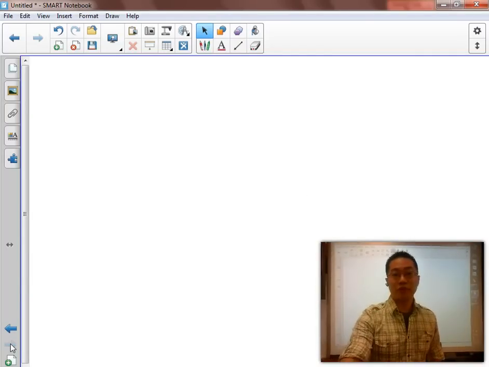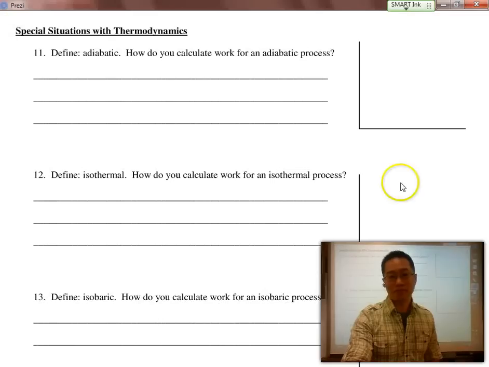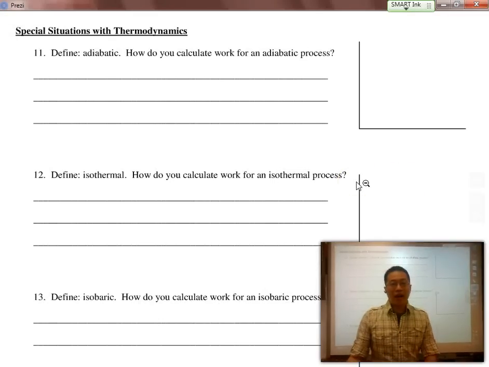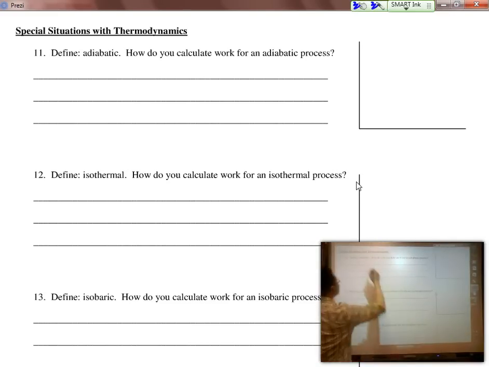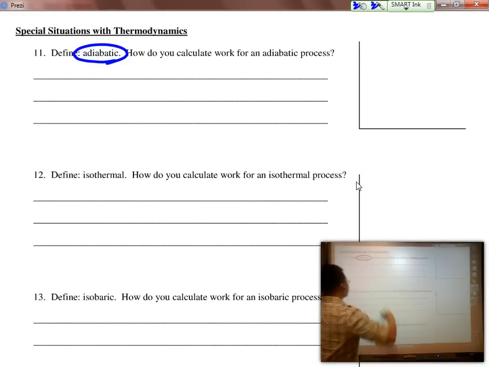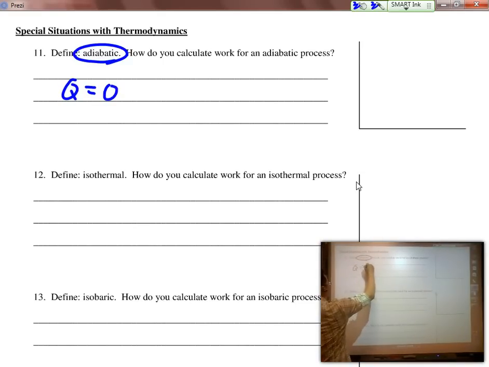Now let's take a look at some special situations for thermodynamics. During these processes, you have certain variables that are held constant. Our first example is adiabatic. Adiabatic simply means that there is no heat transfer, so Q equals 0.